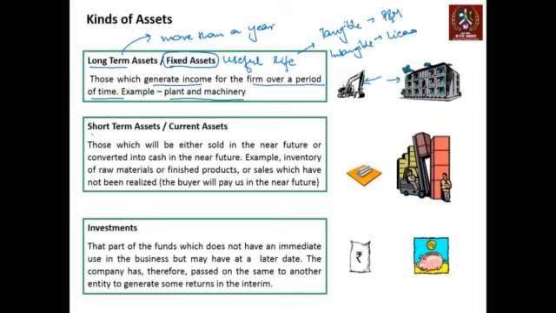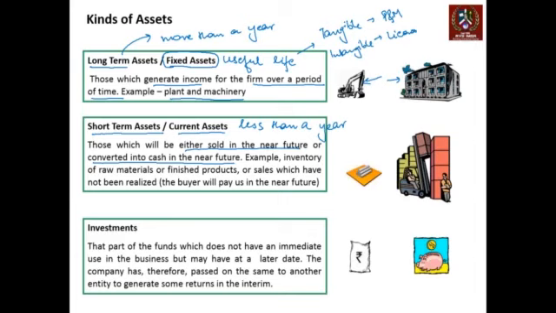Then you have another classification which is called short-term assets, also known as current assets. Typically, the time period in which they will generate the revenue would be less than a year. They'll generate the money for you in less than a year. These would be sold in the near future or converted into cash in the near future.